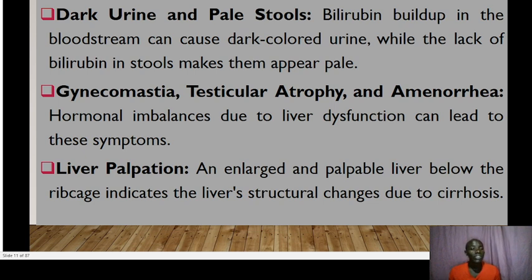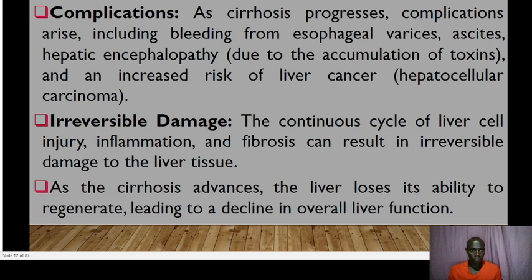Also, a patient with liver cirrhosis is likely to present with gynecomastia or testicular atrophy and amenorrhea. And remember that hormonal imbalances due to liver dysfunction can lead to these symptoms. So the liver normally metabolizes all these hormones, so accumulation of these hormones could lead to those abnormalities. Liver palpation. An enlarged and palpable liver below the rib cage indicates the liver structural changes due to cirrhosis.